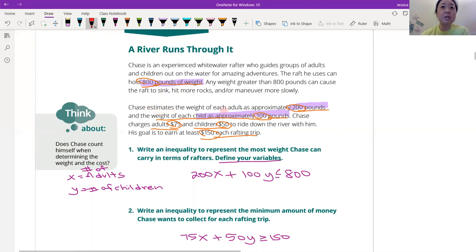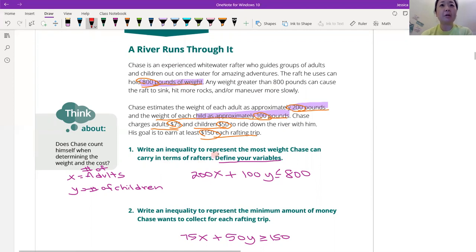And then Chase estimates the weight of each adult as approximately 200 pounds, plus or minus, right? The weight of each child is approximately 100 pounds. And Chase charges adults $75 and children $50 to ride down the river with him. His goal is to earn at least $150 each rafting trip. That's his goal. Or else maybe it's not worth his time, right? Maybe it just costs more to do it any less than that.